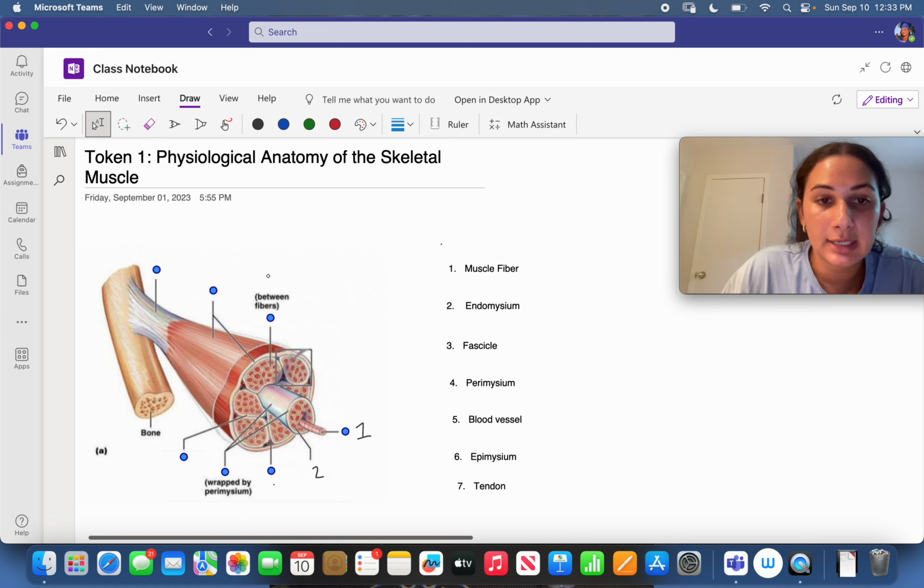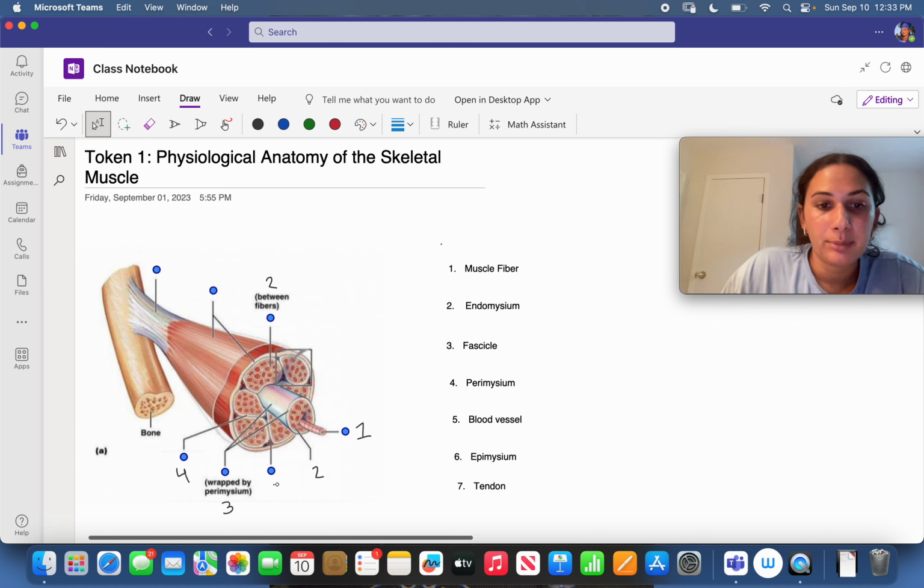So that is a connective tissue that's going to go in between the fibers. A bundle of fibers, or fascicle, is another word for them. A fascicle is going to be wrapped in perimysium. And perimysium is a connective tissue that holds together that bundle of muscle fibers, or fascicle.